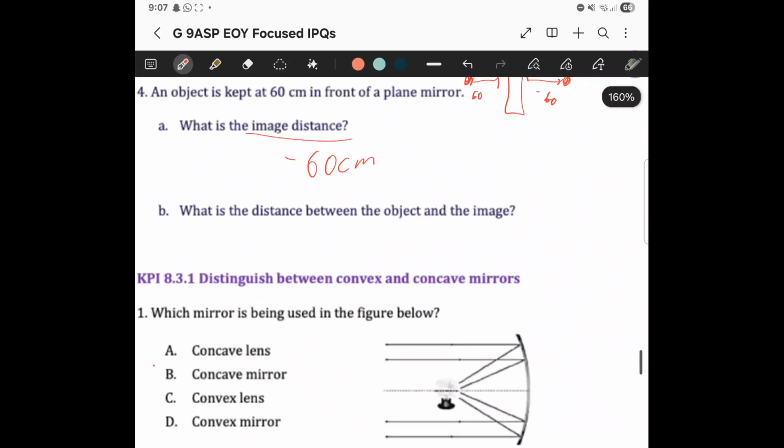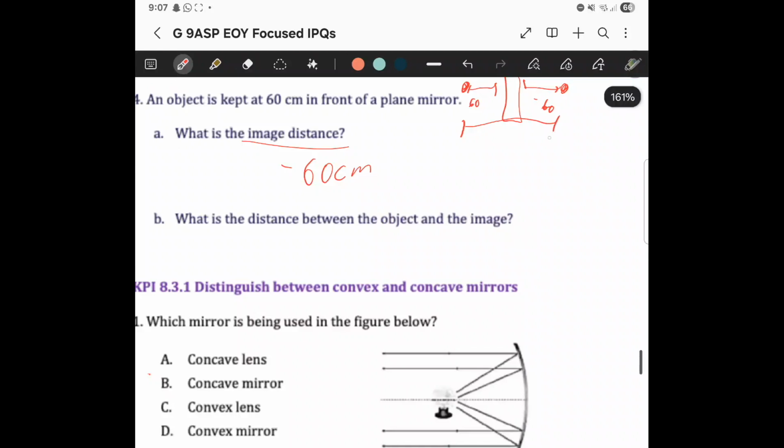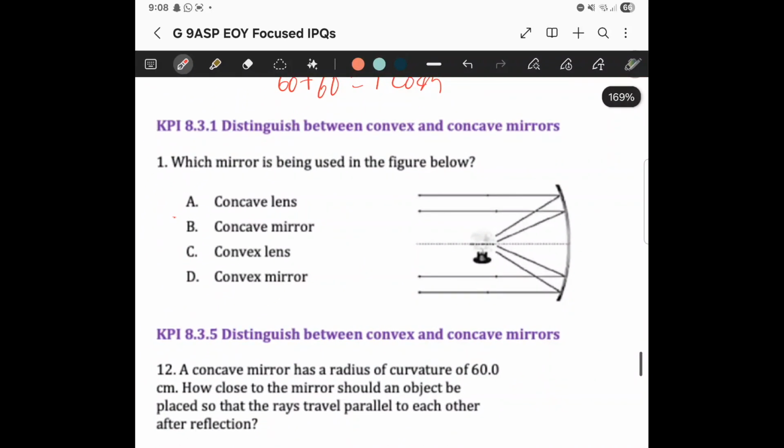Next, what is the distance between the object and the image? Then that's basically the total thing, right? That's 60 plus 60, which is 120. You don't need to include the minus for this one. It's the total distance. Distance is a scalar. 60 plus 60, 120 centimeters. Okay.